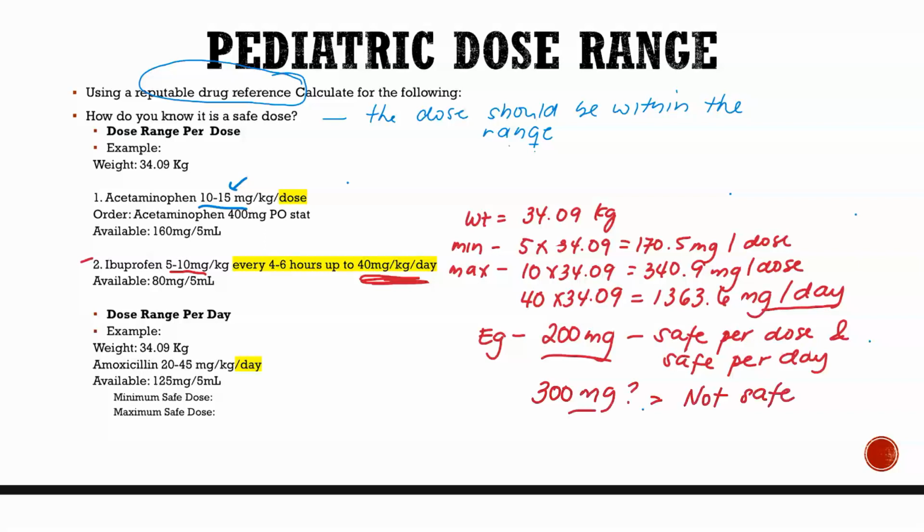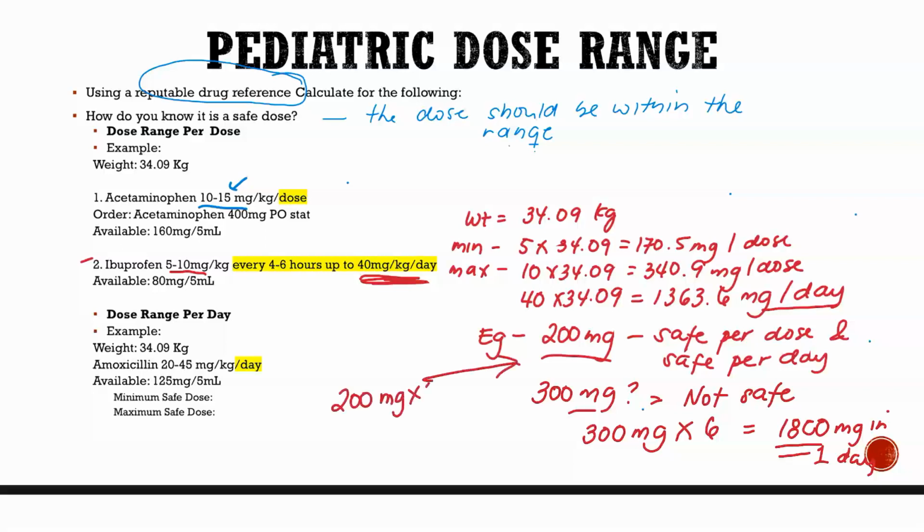Why is that? If you look at the number, right, 300 milligrams, so if you're gonna give it every 4 to 6 hours, 300 milligrams, right, times 6, if I give it as scheduled, right, so 6 times in a day equals 1,800 milligrams. So if you look at the limit per day, it says that I can only give 1,363.6 milligrams per day, right? So 1,800 milligrams per day is not safe to give based on the information that was provided, right?